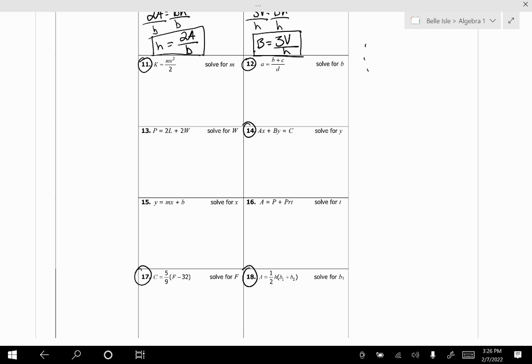Okay, so follow these steps. Get rid of the fraction by multiplying by the reciprocal. Reciprocal means you just flip fractions.